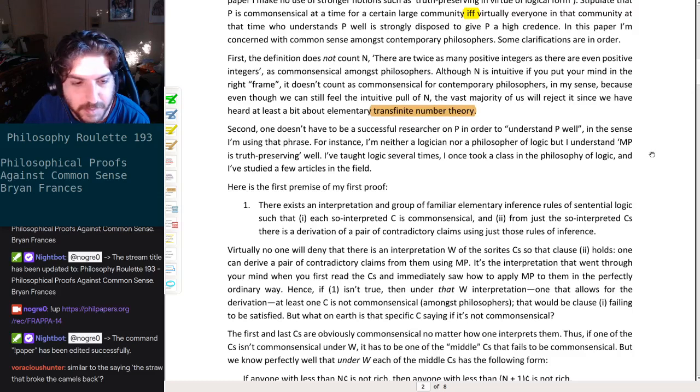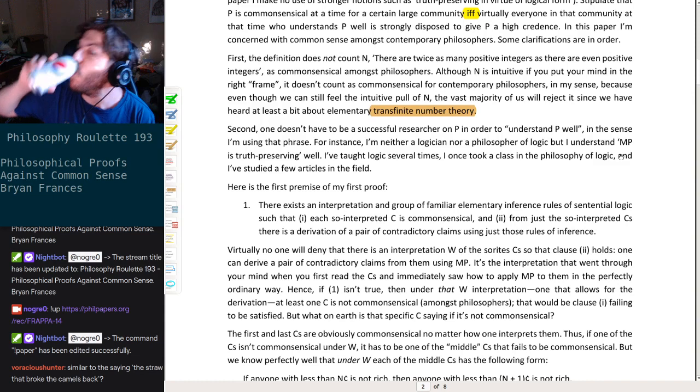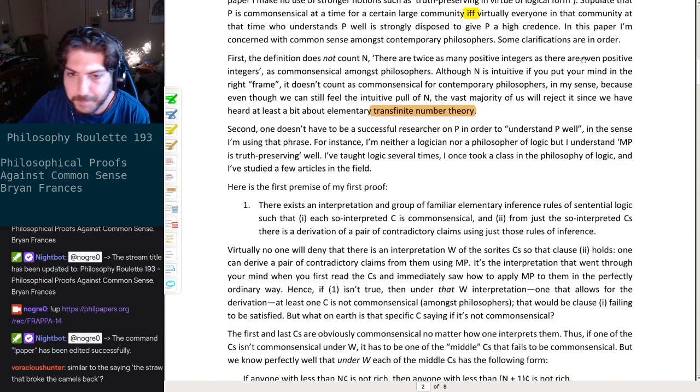Okay, continuing. Second, one doesn't have to be a successful researcher on P in order to understand P well, in the sense I'm using that phrase. For instance, I'm neither a logician nor a philosopher of logic, but I understand MP is truth-preserving well. I've taught logic several times. I once took a class in the philosophy of logic. I've studied a few articles in the field. I sure hope so if you're publishing on it. But I mean, that's fair. You can understand a bunch of things well without being experts, but you can understand it well enough.